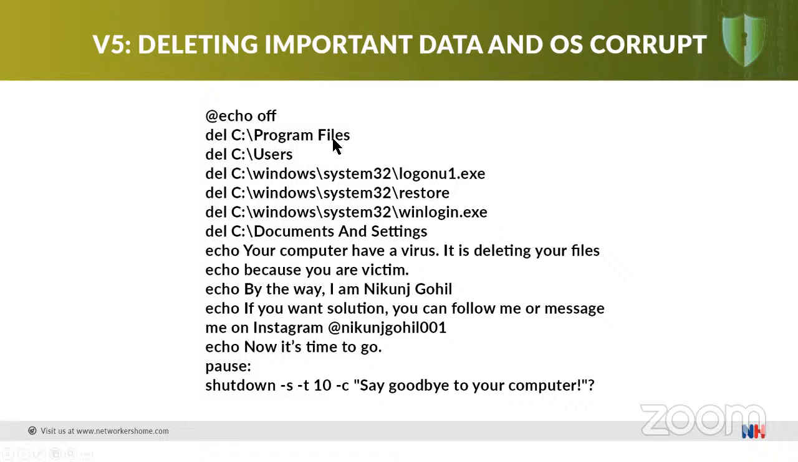And I'm going to delete C program files, users, the Windows System32, documents and settings, which I just showed you. And you can see I'm putting some message with echo. I told you that echo is for printing. So: your computer has a virus, it is deleting your files because you are a victim. By the way, I am Nikunj Goyal. If you want the solution, you can follow me. This kind of message I'm putting on Instagram, Nikunj Goyal 01. Whatever message, it is your choice. Okay. And echo, now it's time to go.